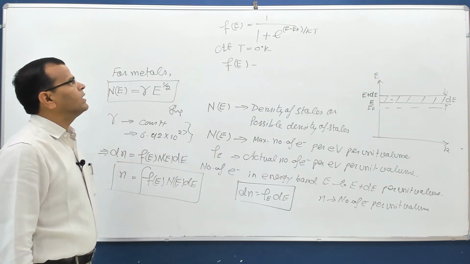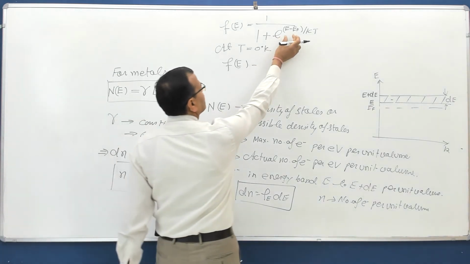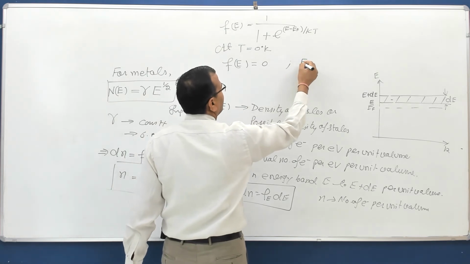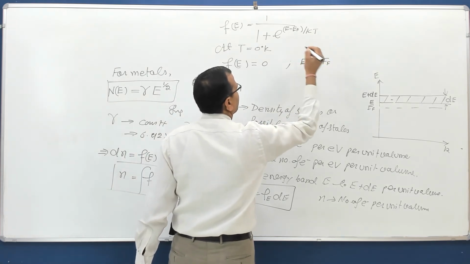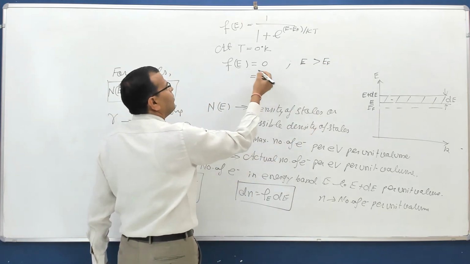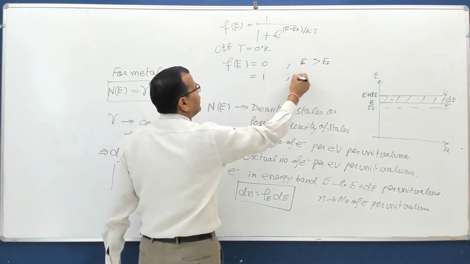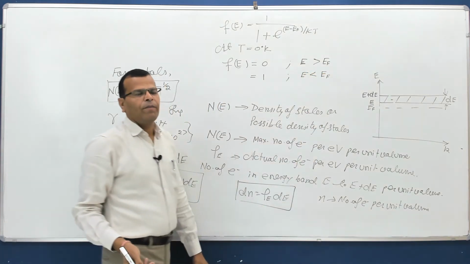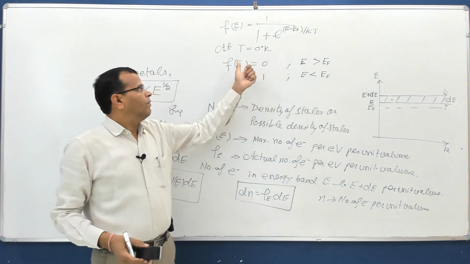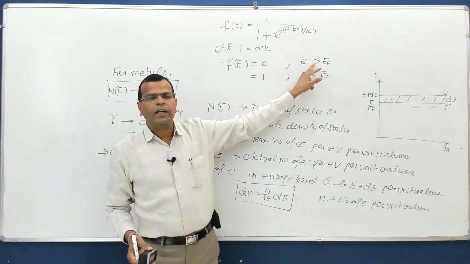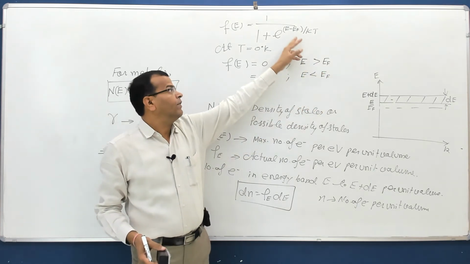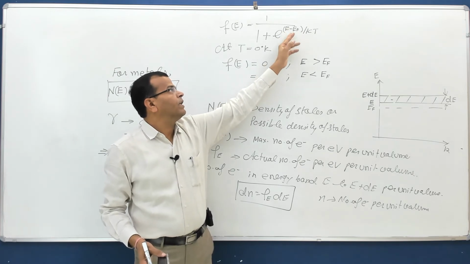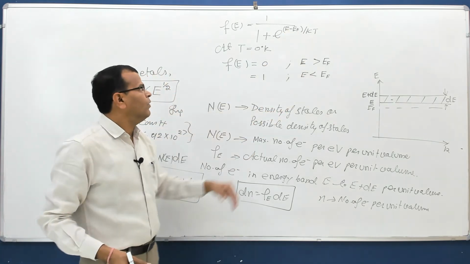But there is an important concept here. It will depend upon this variation. This will be equal to 0 when E is greater than EF. And this will be equal to 1 if E is less than EF. That's what you have. So the Fermi Dirac function is 0 for E greater than EF. It is 1 if E is less than EF. So it depends upon whether E is greater than EF or less. So that is how you have.